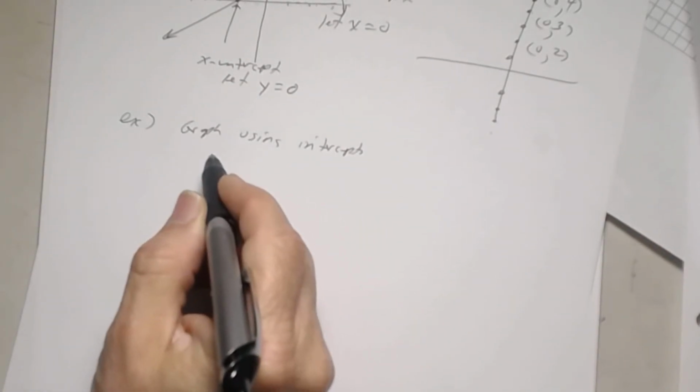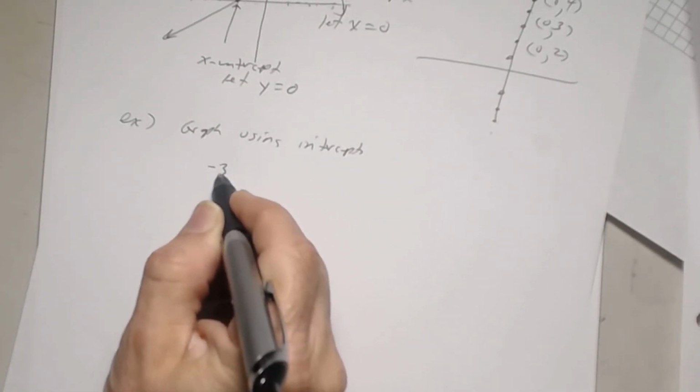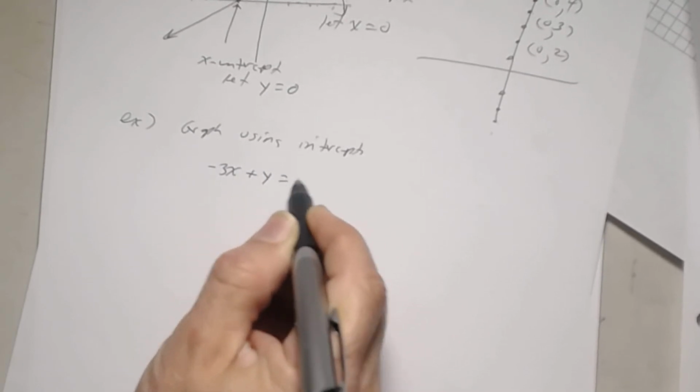You must use intercepts. Don't use the t-table. If it says intercepts, use intercepts. If it says use a t-table, use a t-table. But it's usually intercepts on the final. So let's graph this using intercepts. Suppose we had negative 3x plus y equals 9.